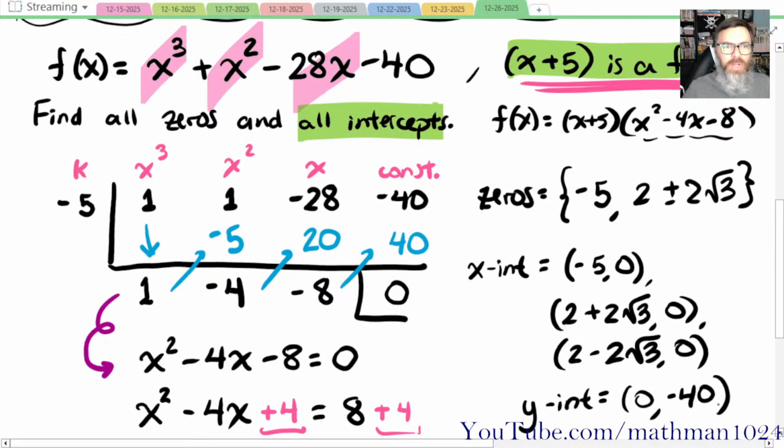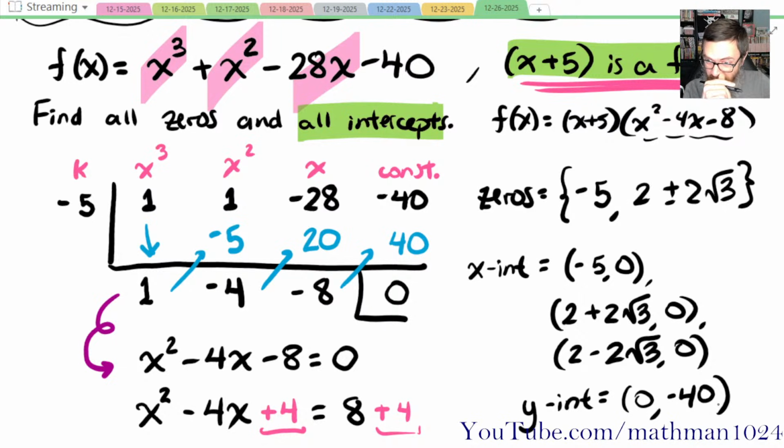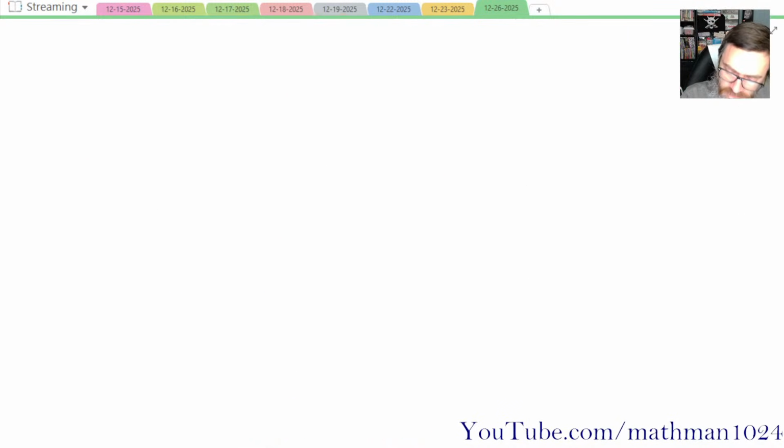All right, so that's how we'd go about finding all of the zeros for this polynomial function. So give you a couple of pieces of information, or in this case just one, and we take that and we just finish the rest of it. All right, let's do one more. This might be the last one today.